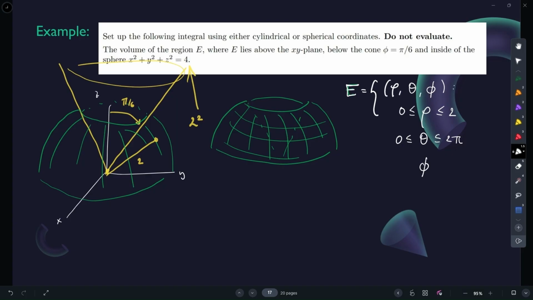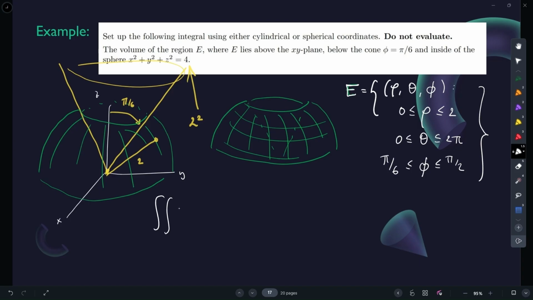And it is phi that is restricted because I can't go inside the cone. So you see that the cone spans from 0 to pi over 6. I can go from pi over 6 in angle all the way to the xy plane, which would be pi over 2. So that tells me that the angle phi is restricted between pi over 6 and pi over 2. And that precisely describes the region I'm trying to integrate.